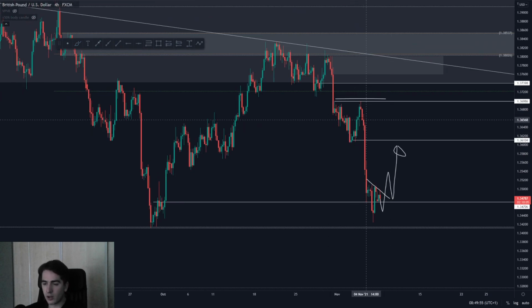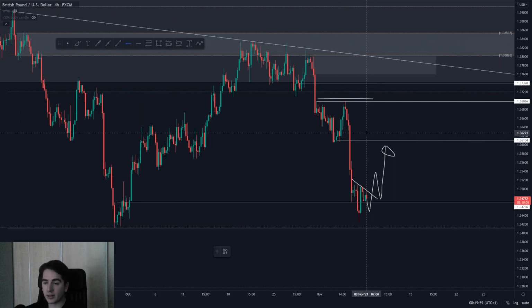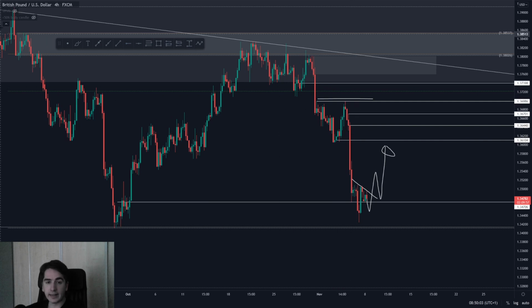areas of supply which lie up above over here, because over here this white line is daily supply, yeah, and then after that we have some supply over here located at approximately 1.36440. So yeah, let's see if we can get a push up back up into there before looking for a short back down once again. So yeah, that's Pound Dollar for you.